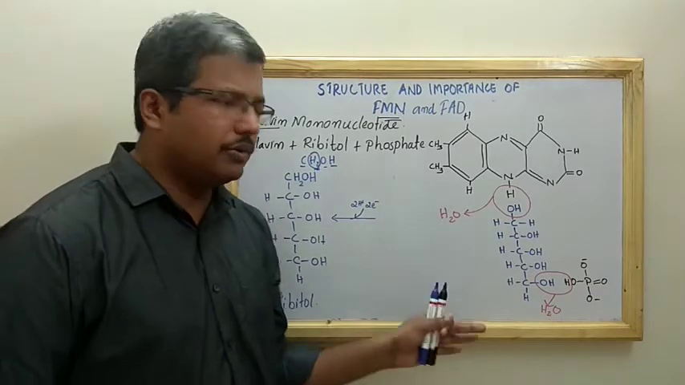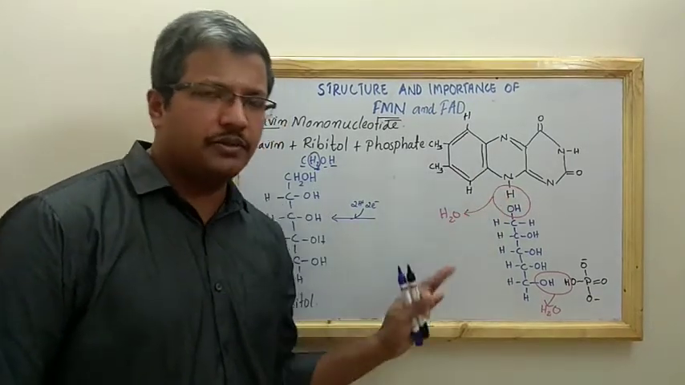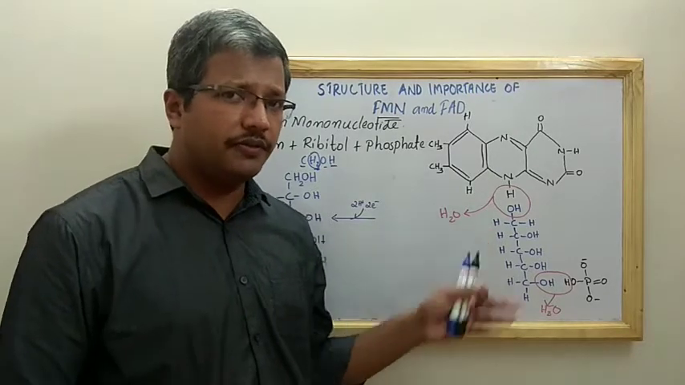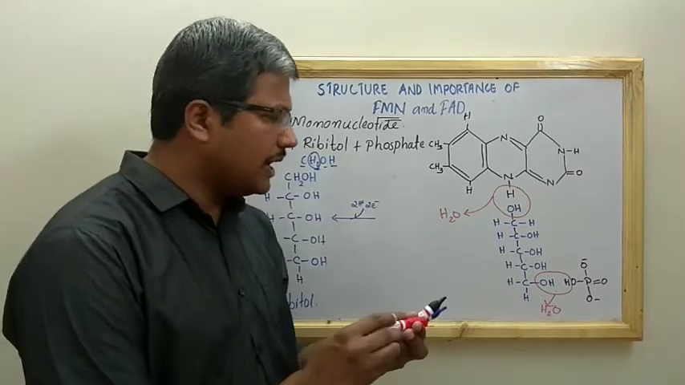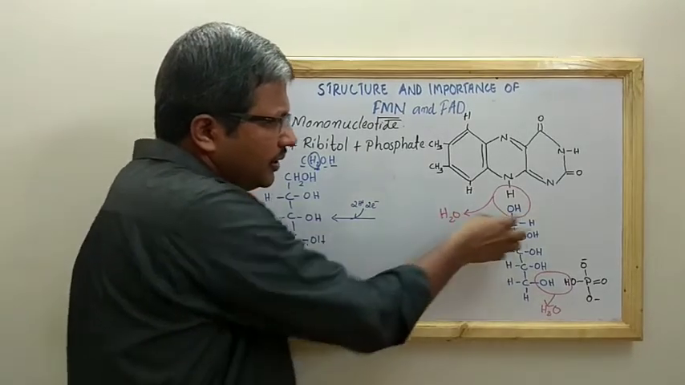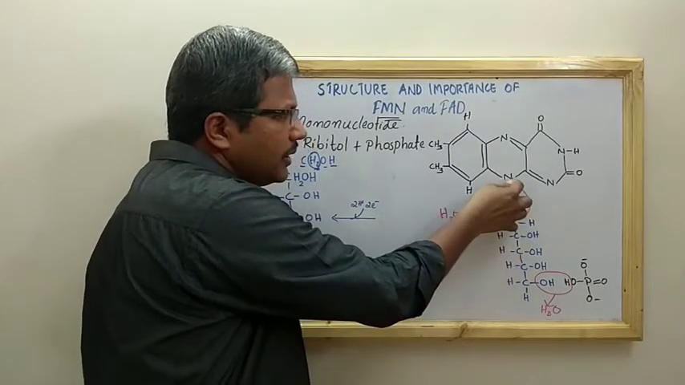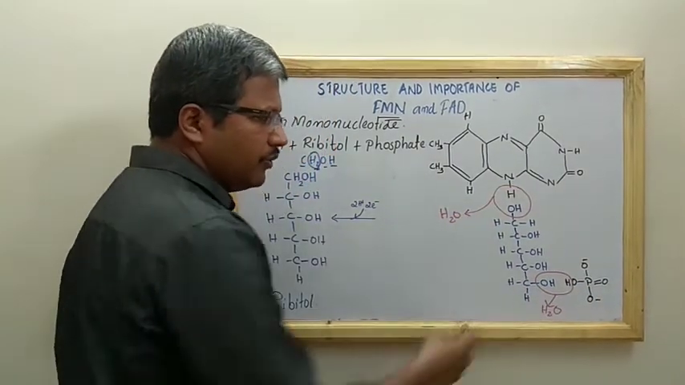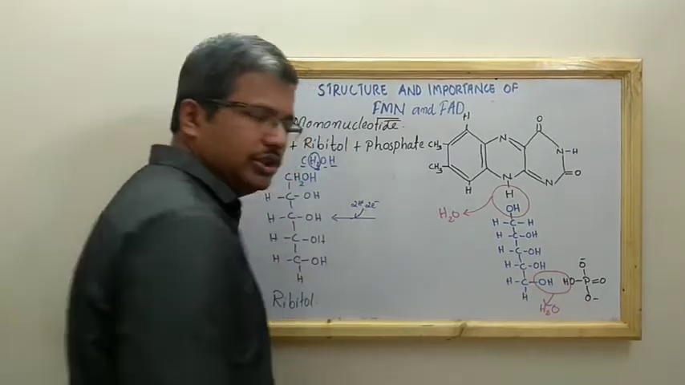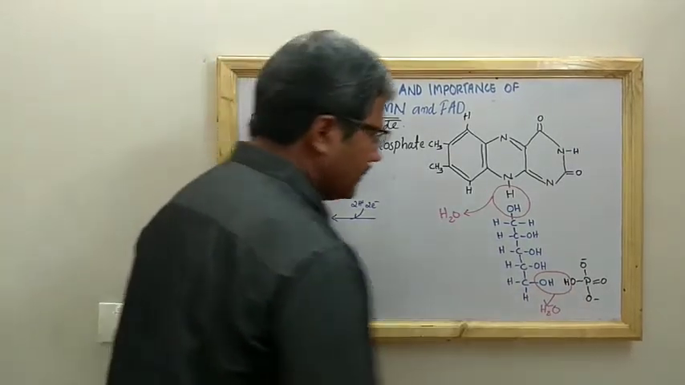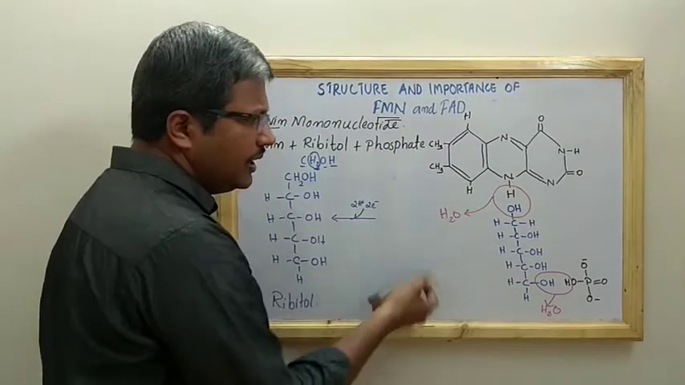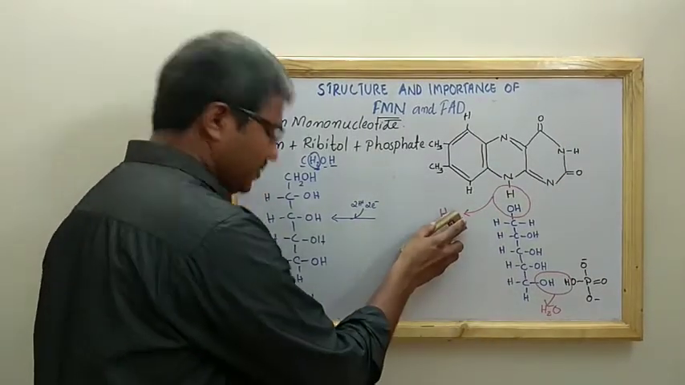Okay, I will not be redrawing. I will be just making changes in this figure only. But you have to redraw that particular figure. So let us see what will happen. Due to the loss of water, a bond will be formed between this carbon and this nitrogen. And due to the loss of water, a bond will be formed between this carbon and this oxygen. Okay, so let us see that particular thing. I am just erasing. Make sure that you have drawn in this way, and then only you are drawing the final structure.